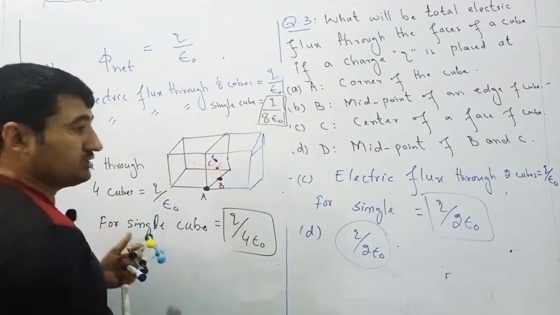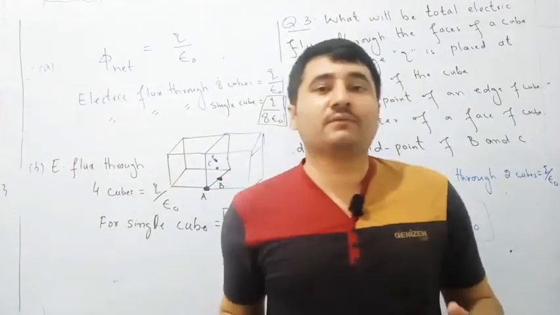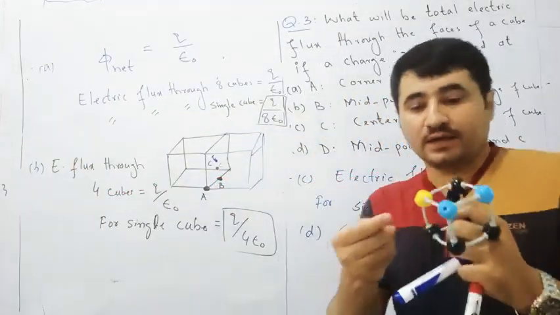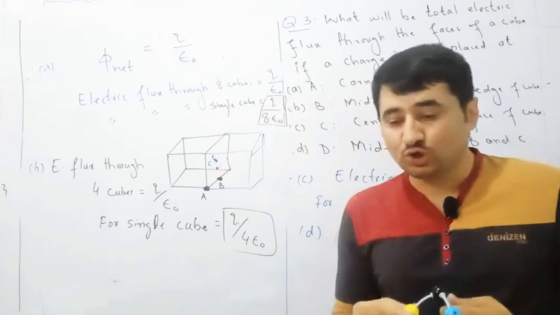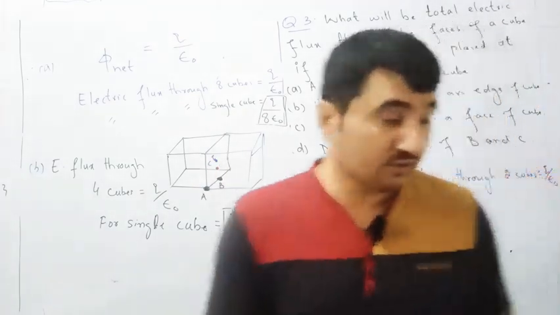If you change the position of the charge, then the flux will not change. Again, it is then enclosed by the two cubes. For example, again, a student has also asked this same question.